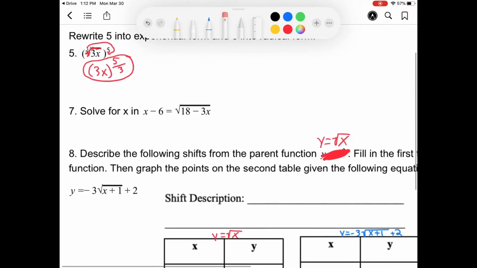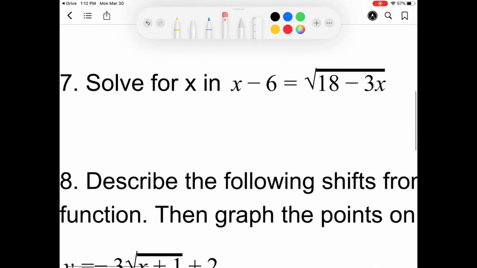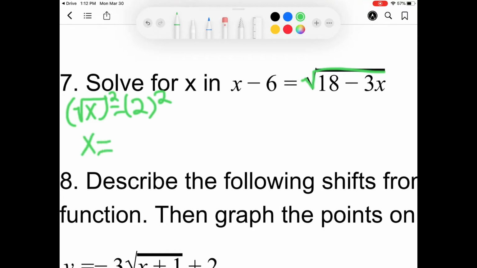Number 7. Number 7, you're having to solve for x. So kind of like the negative exponent, we can't handle solving something with the square root, so we've got to get rid of the square root. We can handle squares. So to get rid of a square root, let's say it was the square root of x equals 2, we have to take the square of it. That gets rid of it. So it just becomes x equals 4. So that's a separate example.